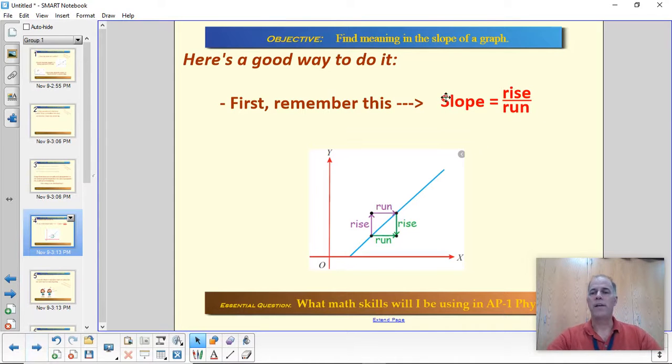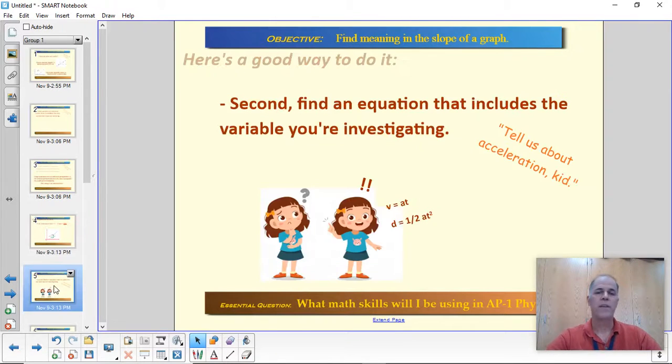So first, you've got to remember that the slope of a graph is defined as the rise over the run. So here it is, the rise over the run to find the slope of a linear graph. Second, you find an equation that includes whatever variable College Board is asking you about. So if they want to know about acceleration, you just think of all of the equations that you've got or look through the AP equation sheet for all the equations that include acceleration. So here's a couple: v equals at and d equals 1/2 at squared. I guess in our version it's x equals 1/2 at squared. But I think you recognize this. We've been using it quite a bit.